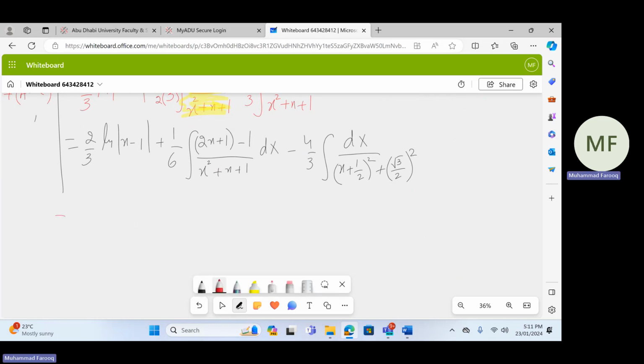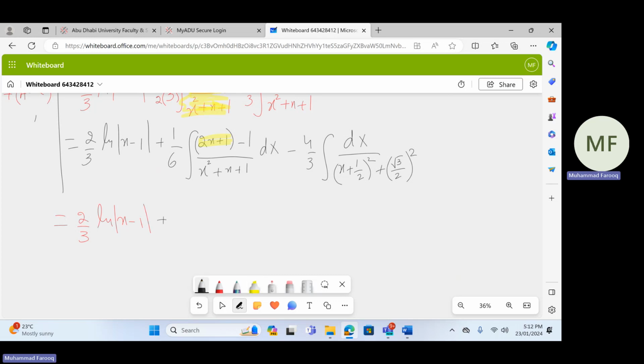Please look at here now. This is 2 over 3, and then absolute value x minus 1. This one is pending. Now how do you integrate this one? Split. Right now, look at here. You have to break. Why break? Because only this part is working for substitution. Only this 2x plus 1 is working for substitution. So you have to break.